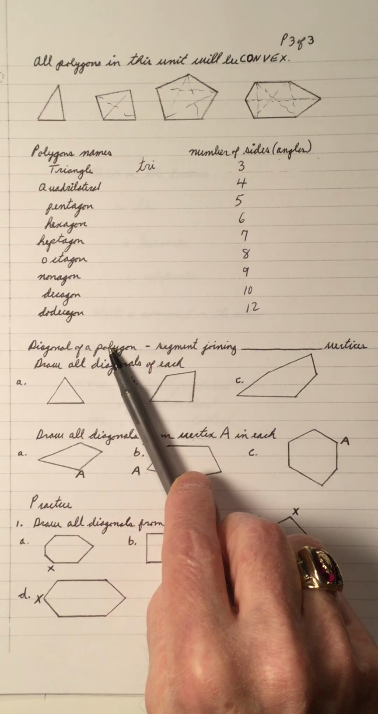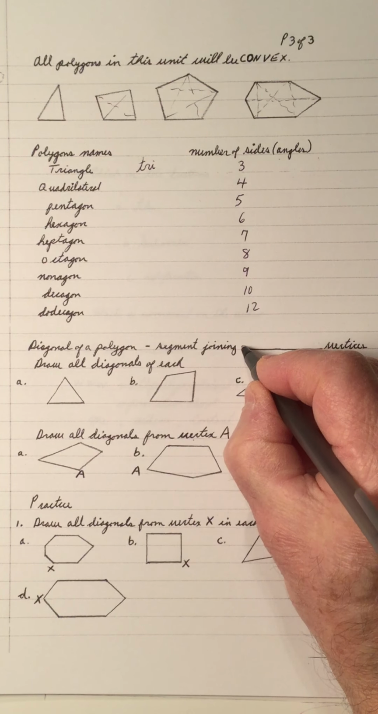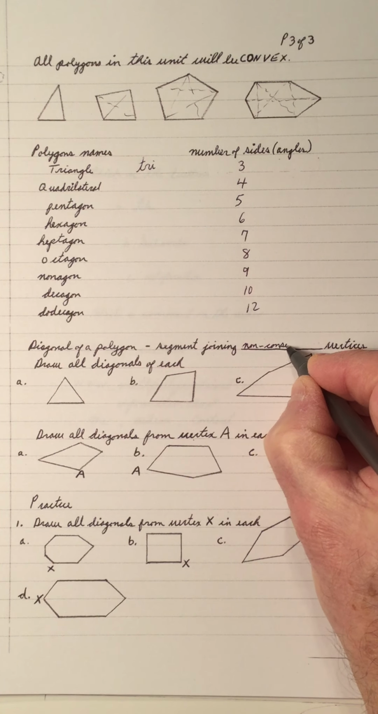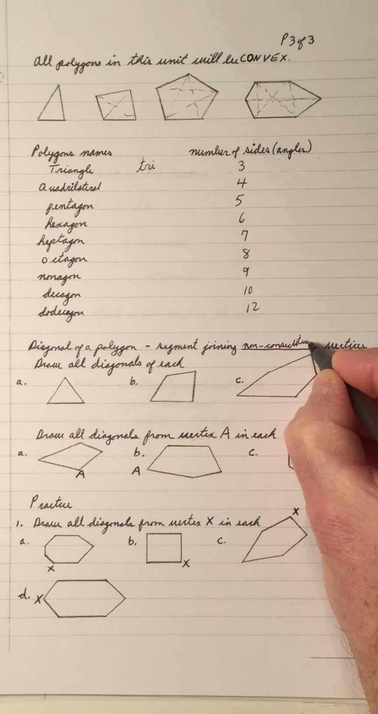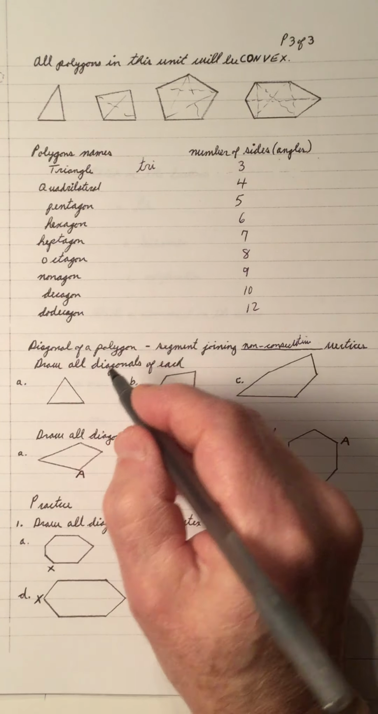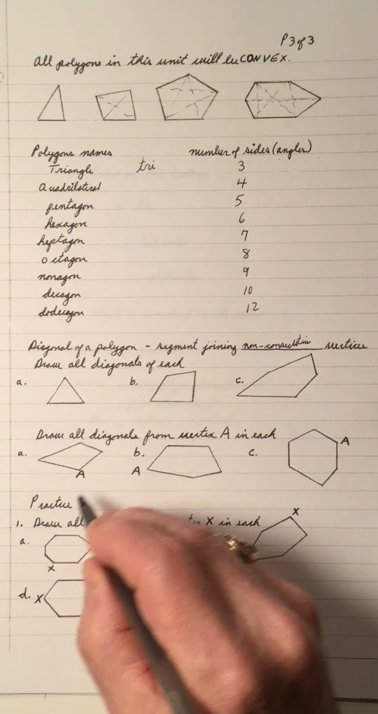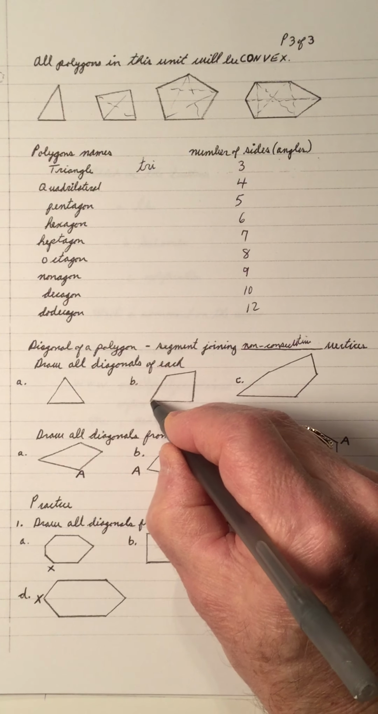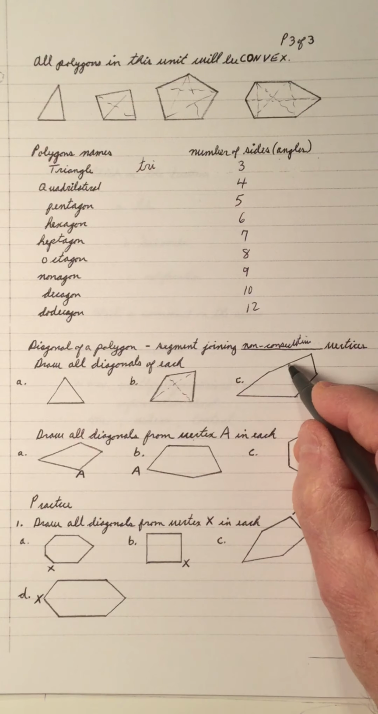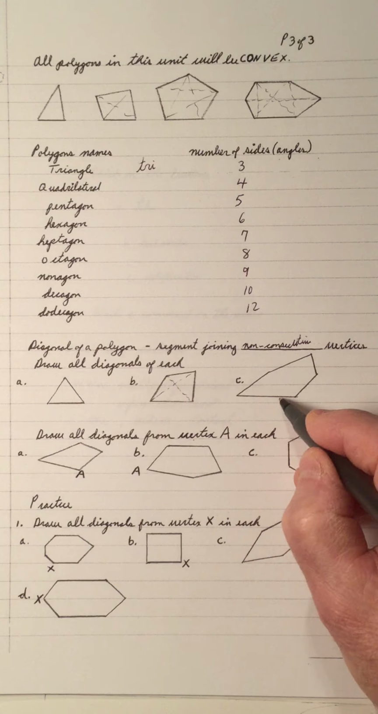The diagonal of a polygon is what? A segment joining the non-consecutive vertices. Draw all the diagonals of each. There's none here. Can't draw any. Draw all the diagonals of each. So there's one there, and there's another one there. That's a quadrilateral because it's got 4 sides. This is 1, 2, 3, 4, 5 sides.